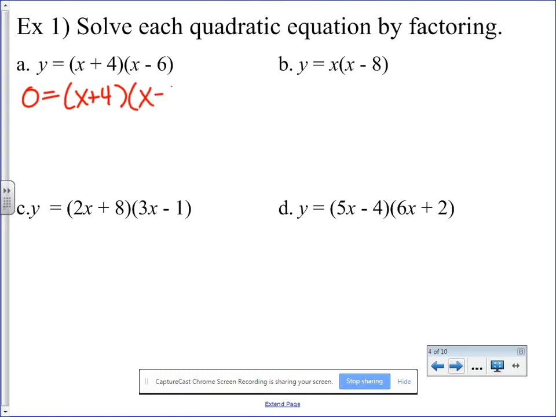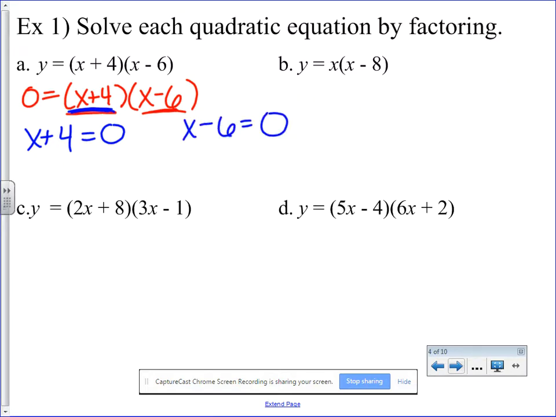And then what the product property says is that x plus 4 is either equal to 0 or x minus 6 is equal to 0. So what we're going to do is take each binomial and separately set it equal to 0. So we're going to take x plus 4 equals 0 and x minus 6 equals 0. Then we're going to use our good old algebra skills, and we're going to solve for x.